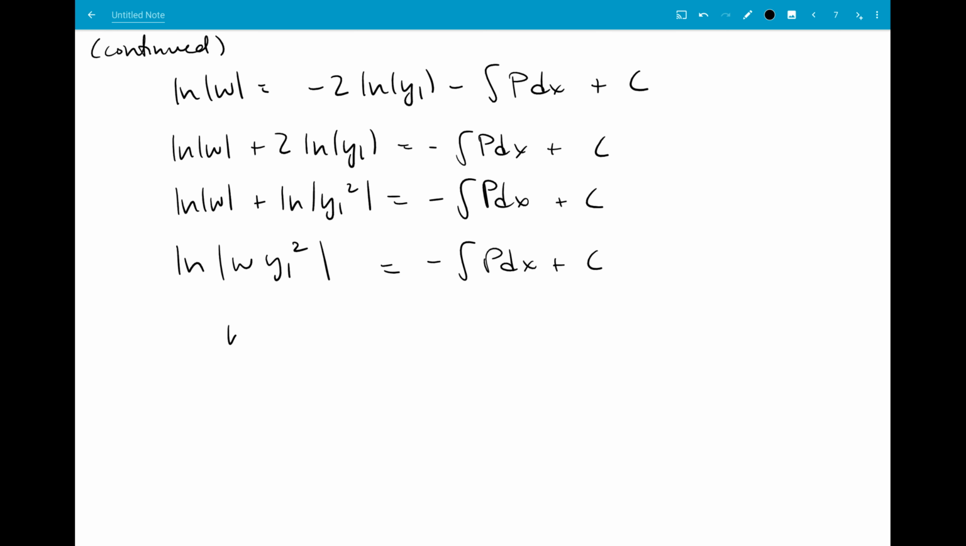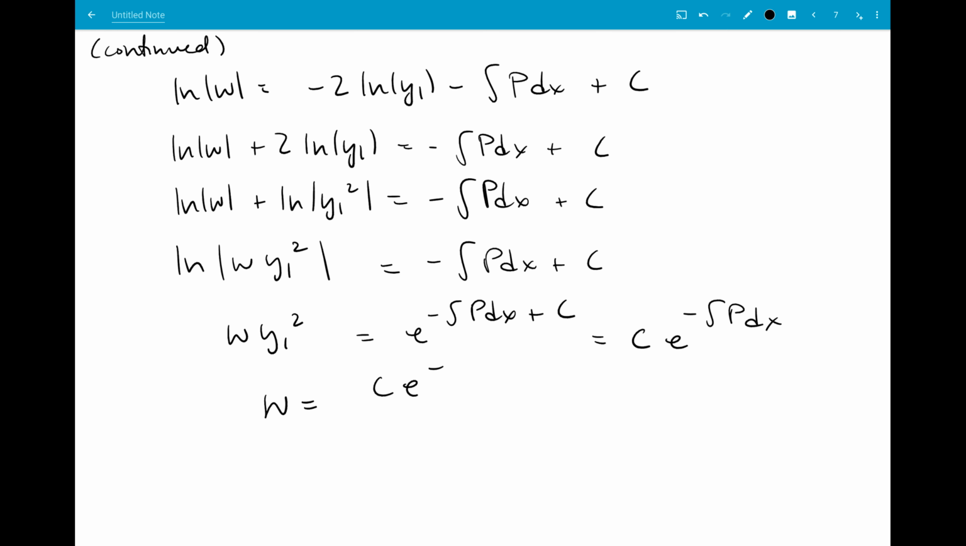And then I can take exponents of both sides to get rid of the natural log around wy1 squared, just because I want to solve for w, so I would like to try and isolate it. And e to an integral plus a constant is just a constant times e to that integral. That's another thing that we've seen quite a bit. And then I just know that w is equal to some constant e to the minus integral p dx over y1 squared.